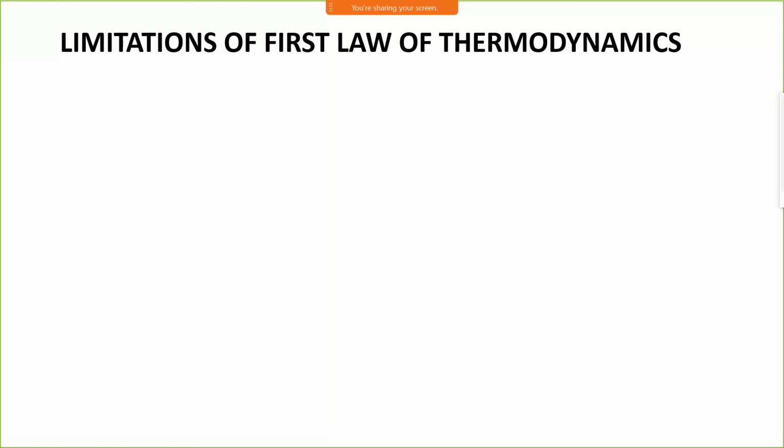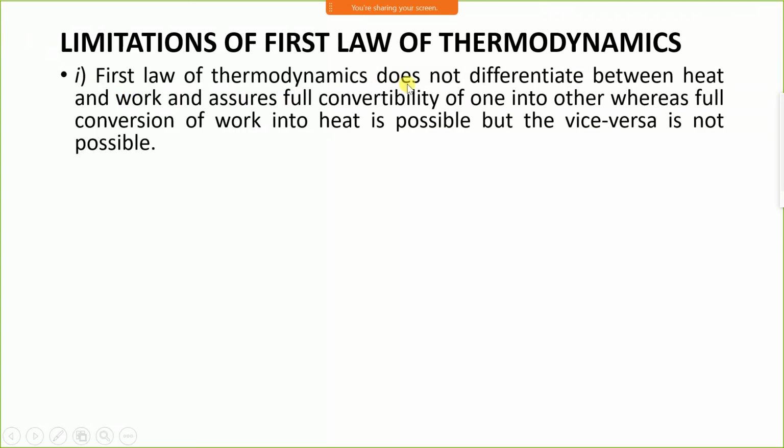Therefore, the first law of thermodynamics doesn't talk about the direction. The first law does not differentiate between heat and work and assures full convertibility of one into another, whereas full conversion of work into heat is possible, but the vice versa is not possible. As I told you in the example of Joule's experiment, when we supply the work, the temperature of water increases, but by decreasing the temperature of water, we do not get work. It is a one-way process.